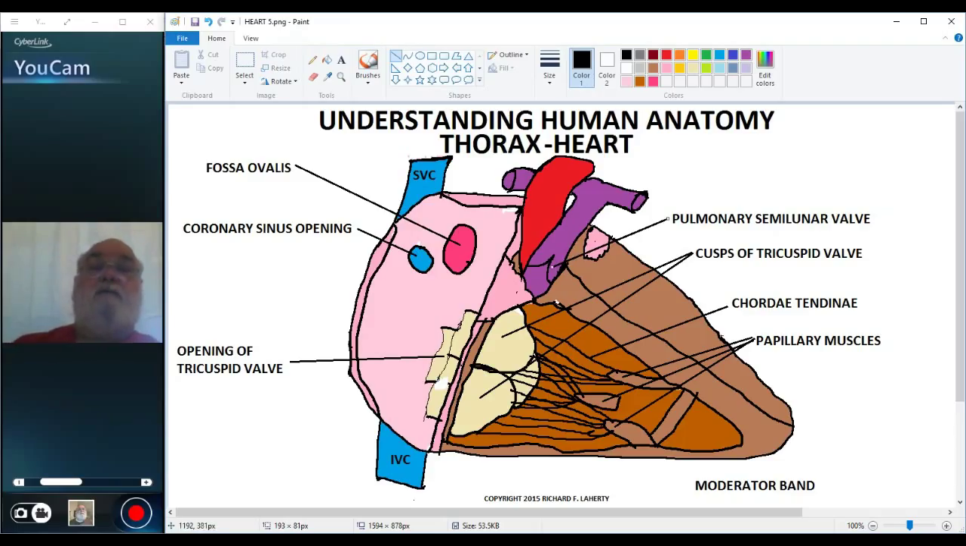The pulmonary semilunar valve prevents blood from falling back into the right ventricle when the ventricle relaxes. So it has a forceful stroke going out that pushes the blood past that valve, and the valve opens up, and then when the ventricle relaxes, the blood tries to flow back, and then the valve closes and prevents that backflow. In the next slide, I'll give a better representation of the semilunar valve.